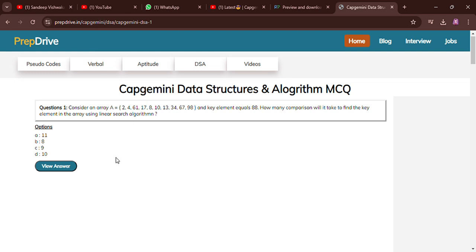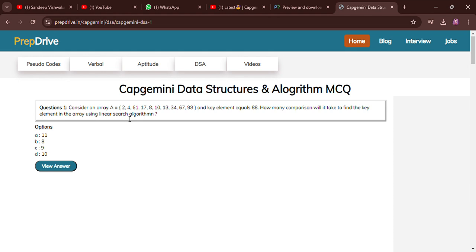So hello guys, my name is Sandev Viskarma and today we are going to learn about some data structure questions that come in the Capgemini assessment test. We are going to solve some MCQs based on data structures and algorithms, and they may come in the upcoming Capgemini technical assessment. So our first question is: consider an array.